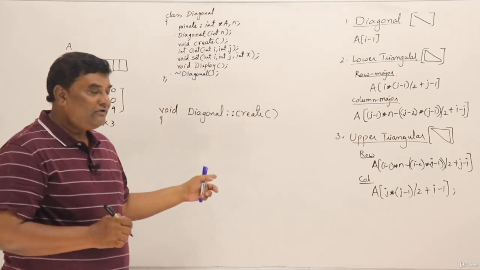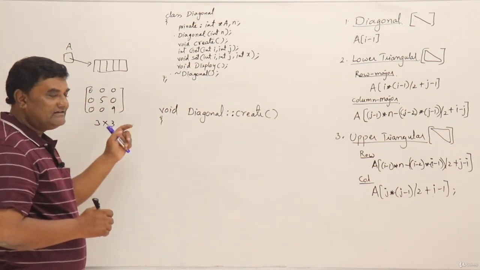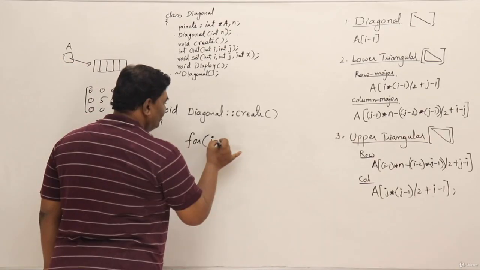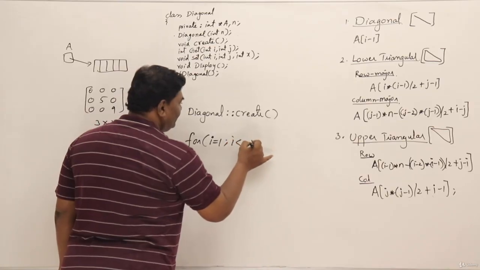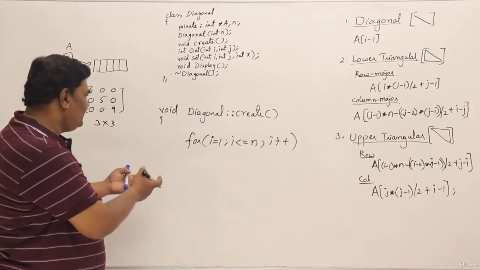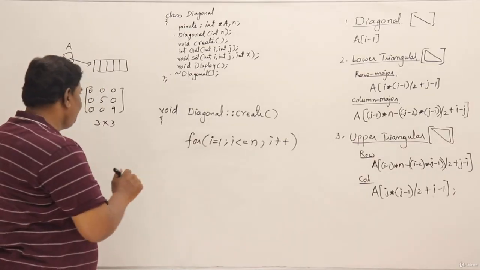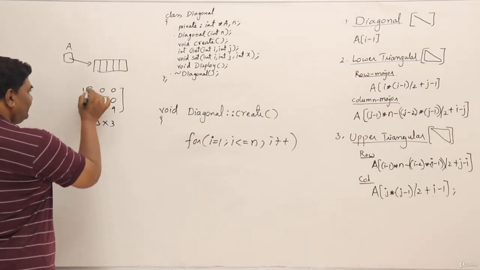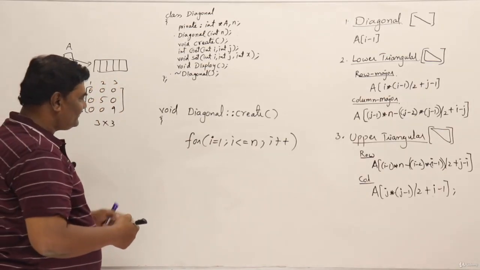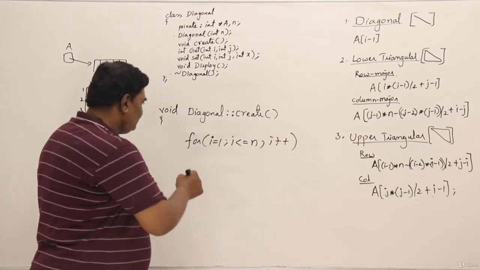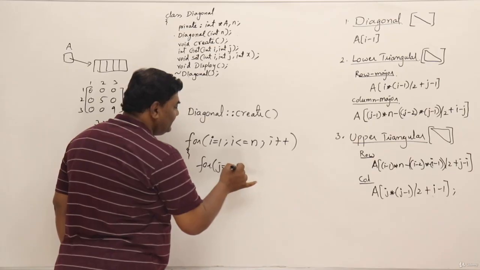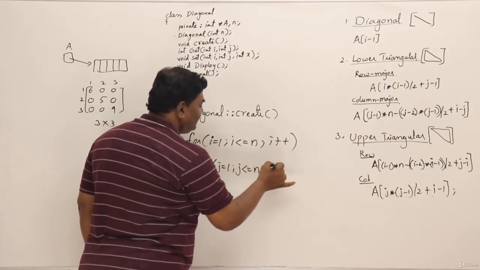So I will write down the code for reading this entire matrix. For that I need two for loops. For i assign 1, i is less than equal to n, i plus plus. Why 1 onwards? Usually in a for loop we start from 0 onwards. But if you remember, the matrix indices we have taken from 1 onwards, right? For any matrix, we have started the indices from 1 onwards. That's the reason I am starting from 1. Then, next for loop, for j assign 1, j is less than equal to n, j plus plus.